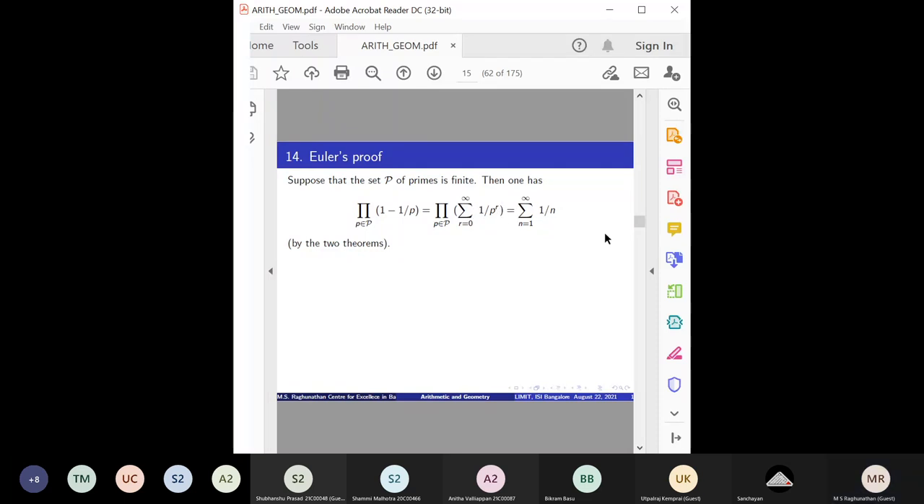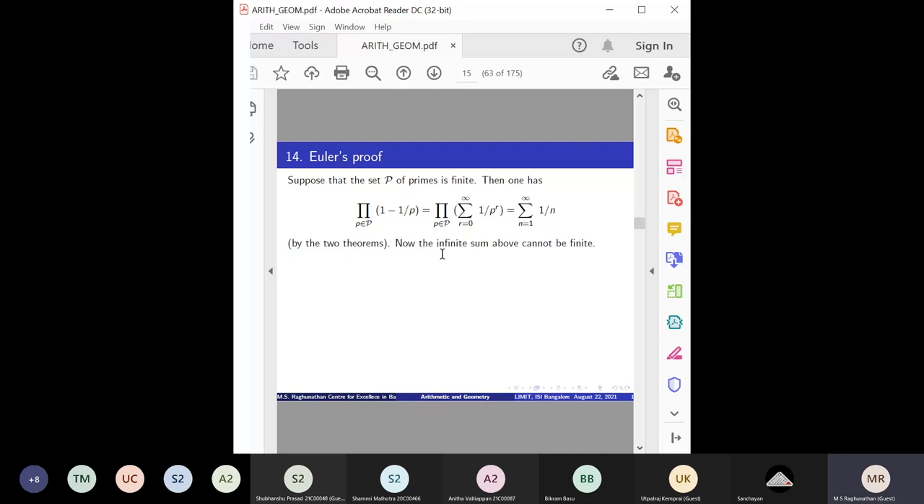Then multiply it out, and you find that what you get is the sum of the reciprocals of all the integers. Every integer n will come uniquely from a product of prime powers, p^r_p, as p varies over the primes. So the product here equals the sum of 1 by n, n equal to 1 to infinity. Now this is a finite product, and each of those numbers is finite, so this whole thing is finite. But as some of you know, this infinite sum is infinite, so that gives you a contradiction.